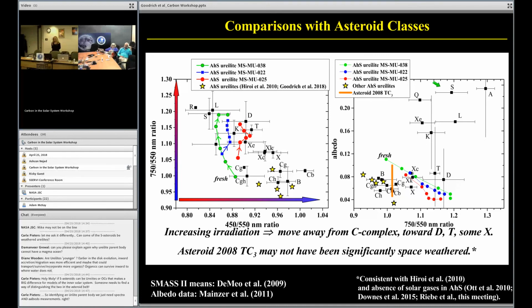It's also weird because the ureilites are a mantle product, and so is that somehow mixing up the issue? We're trying to treat them like everything else, but they're not like everything else.